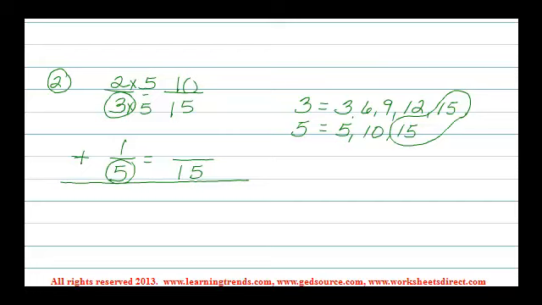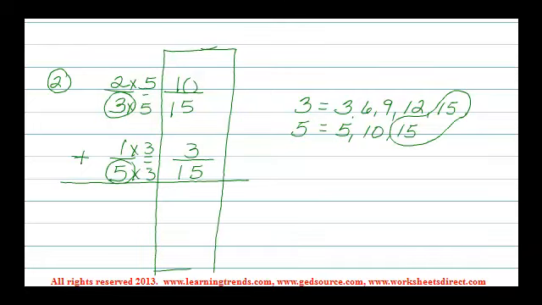In our second fraction, 1/5, we know that 5 times 3 equals 15. So we'll take 1 times 3, and that gives us 3. So we've changed our original fractions that had different denominators, the 3 and the 5, to fractions with common denominators, and our common denominator now is 15.